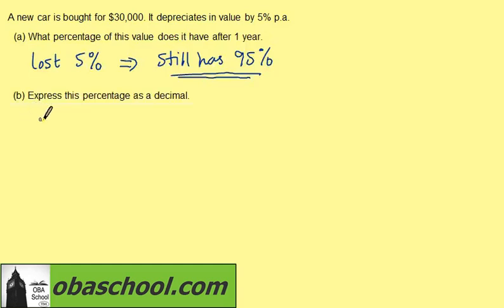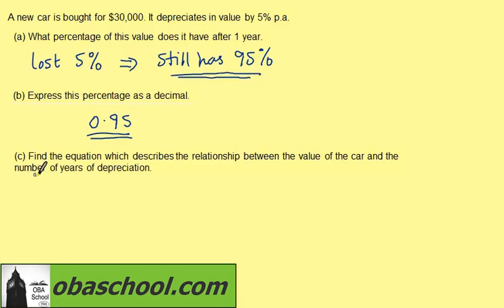In part B, we're asked to express this percentage as a decimal. 95% is 0.95 as a decimal. In part C, we want to find the equation which describes the relationship between the value of the car and the number of years of depreciation.